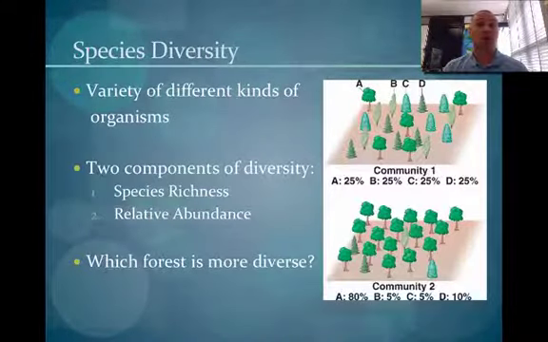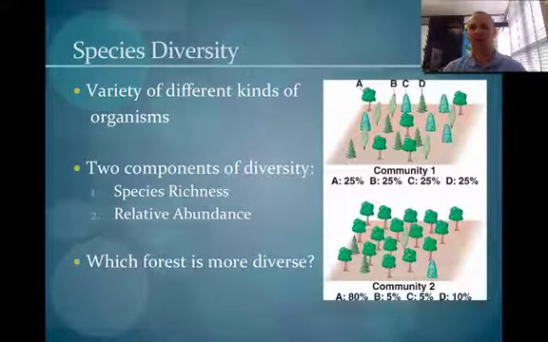All right, next we're going to talk about species diversity, and that's simply the variety of the different kinds of organisms. Diversity has two components. It has the species richness, how many different kinds there are in the area, and then the relative abundance, how many there are in the area.